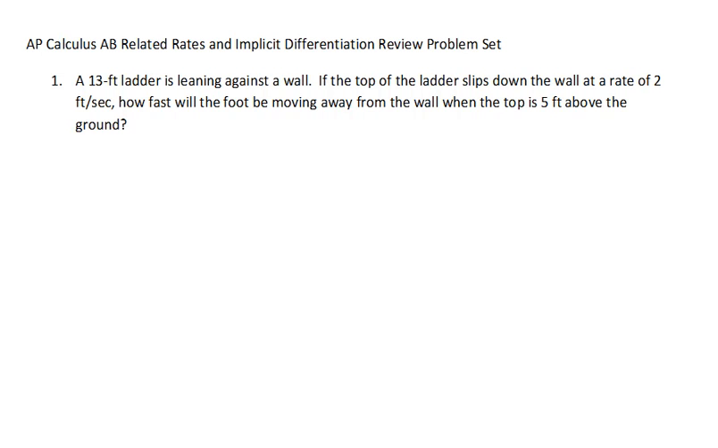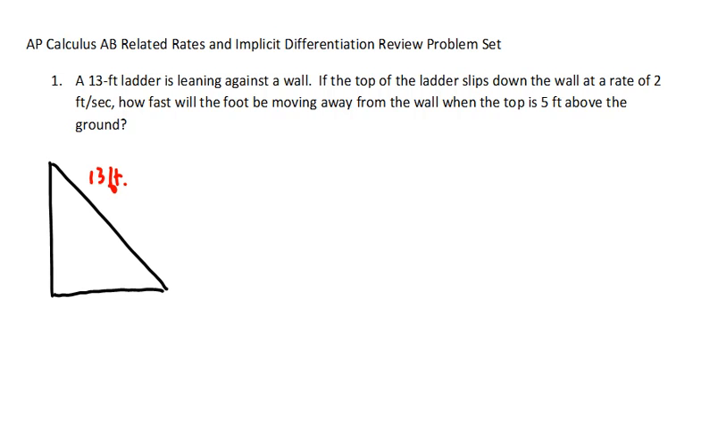Okay, in this video, what I'm going to do is go over problem number 1 from the Related Rates and Implicit Differentiation Review problem set. In this problem, we have a 13-foot ladder leaning against the wall. Second, we have the top of the ladder sliding down the wall at a rate of 2 feet per second.